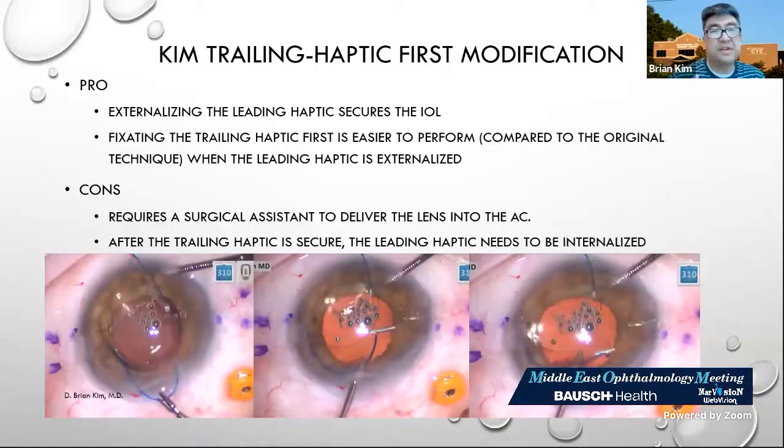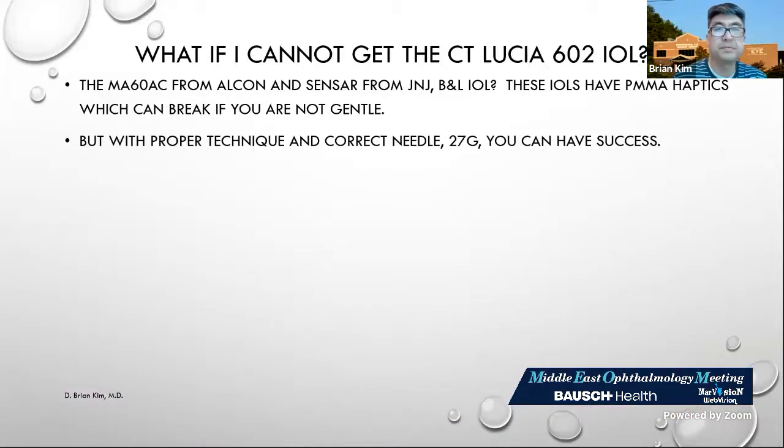And so the benefit is externalizing the leading haptic secures the IOL. It makes fixating the trailing haptic very easy. Of course, it does require an assistant to deliver the IOL, and then you do have to internalize the leading haptic as a second step. So this is an additional step to the original technique.